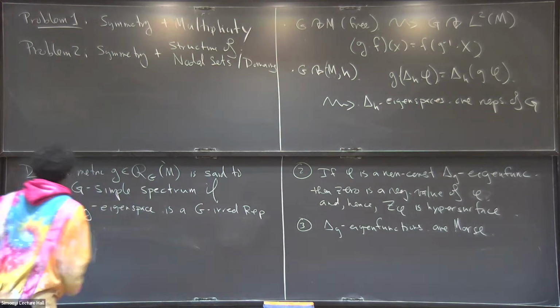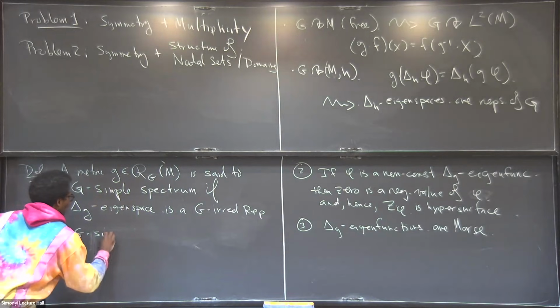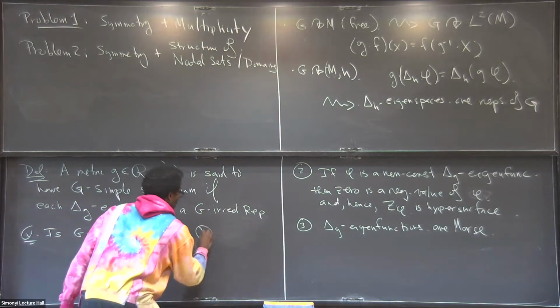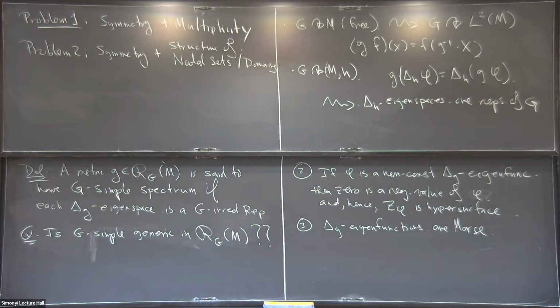All right, so the question just becomes, well, is G simple generic in this space? Okay. So what I'm going to do is, because that's how much time we'll have for method of proof, I'll just give one thing that one needs to think about in terms of attacking this problem. Maybe we'd want some criteria for whether you have a G simple spectrum. And it turns out that having G simple spectrum is sort of equivalent to two things.